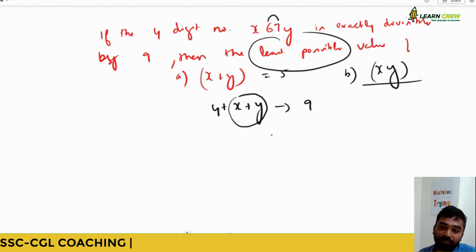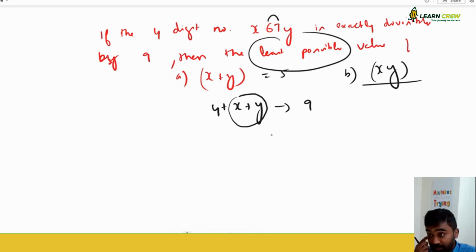So 2 into 3 will become 6. 5 into 1 will become 5. 1 into 5 will become 5. 2 into 3 will become 6, and 3 into 2 will become also 6. 1 into 4 will become 4, right?